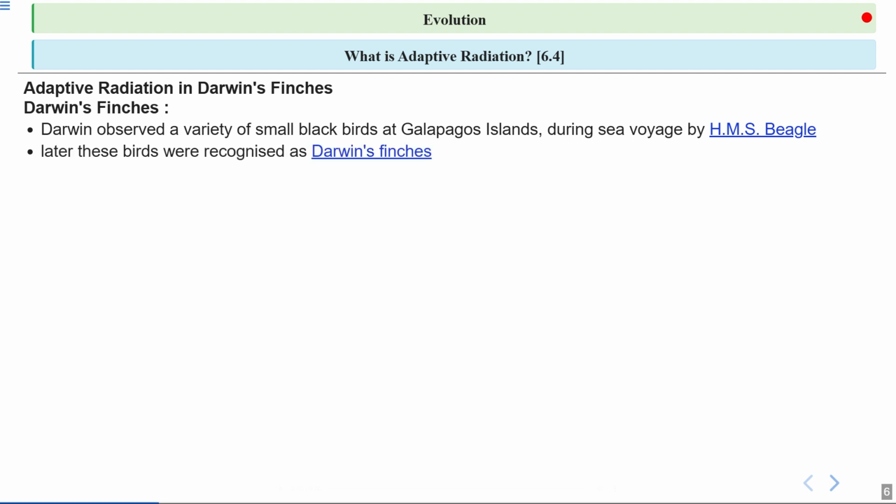Now, these birds were later recognized as Darwin finches. Clear? So these Darwin finches had different beak size and shape. This adaptation in the beak size and shape was because of the food they were eating. Clear? It was a kind of adaptation to the availability of food. And all these finches evolved in the Galapagos Islands.